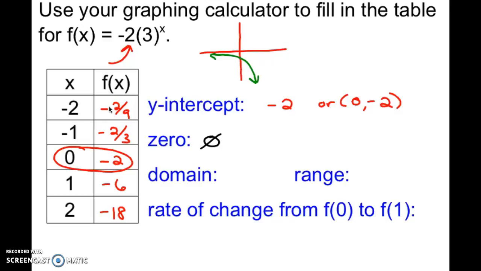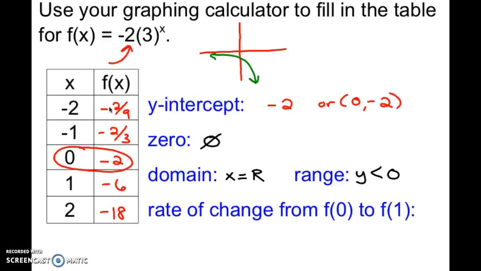This graph goes on forever, left and right. Okay, all the exponential ones do, so the domain should be all reals. The range, all the y values, notice how this time they're below the x-axis, so all your y values are less than 0.